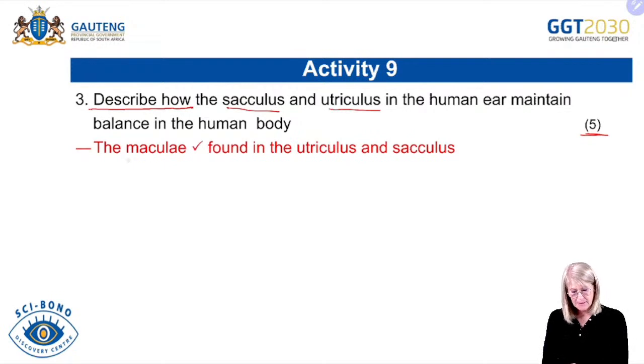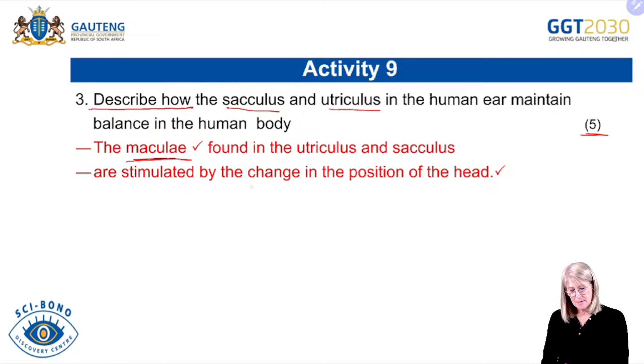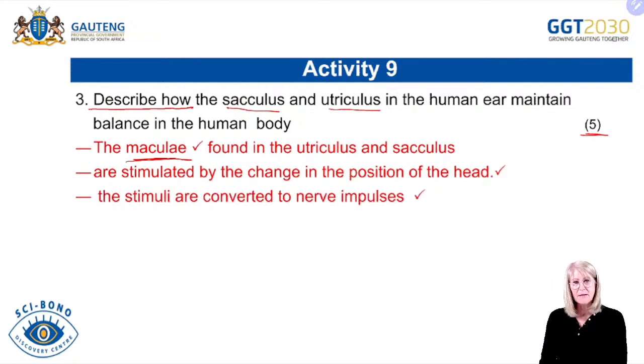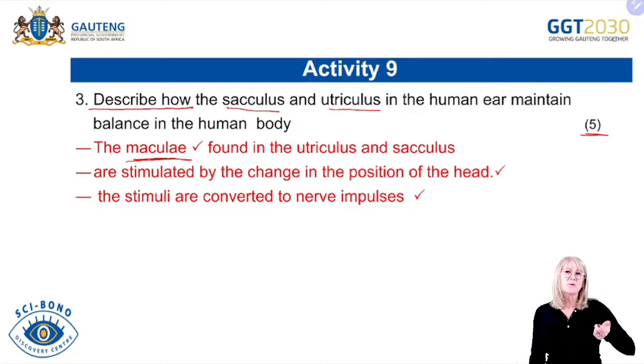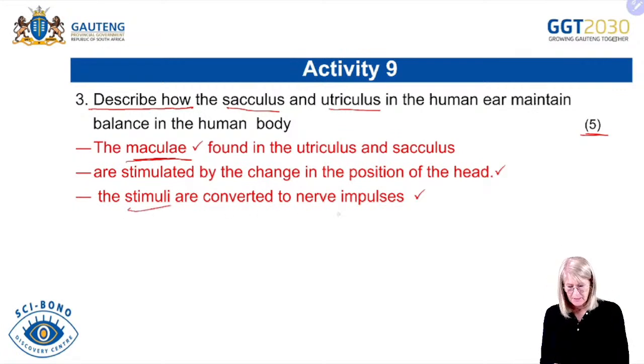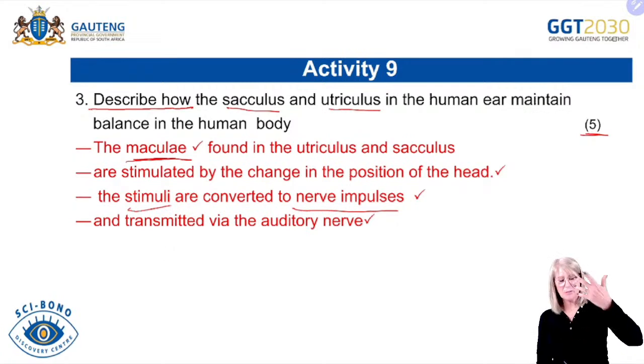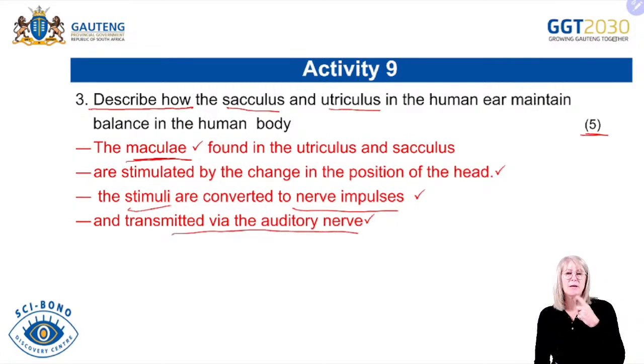We said if it's the sacculus and utriculus, then it's the maculae that are found there. They are stimulated by the change in the position of the head. So the head has changed position somehow, and that is a stimulus. The position of the head changing is the stimulus, and that's then going to cause the maculae to convert that into a nerve impulse. And as soon as that happens, that nerve impulse must be transmitted via the auditory nerve. And where does it go? Remember we said balance, cerebellum.